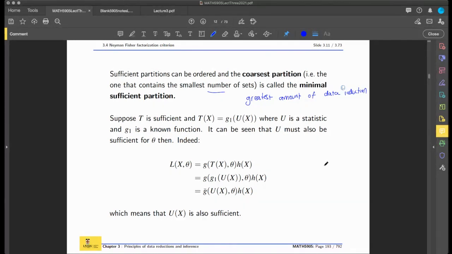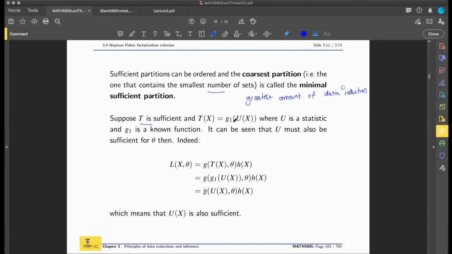And to see that they're not unique, here's a neat little proof. So let's suppose that T is sufficient for theta. And now I apply some transformation g1 on this u function. Okay, so T is just some function of this u of x, where u is just some other statistic, and g1 is a known function. Well, it can be seen that u must also be sufficient for theta. So if T is a function of some other statistic, then that other statistic is also sufficient for theta.